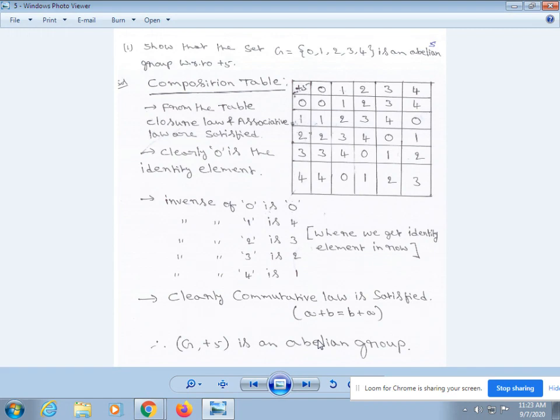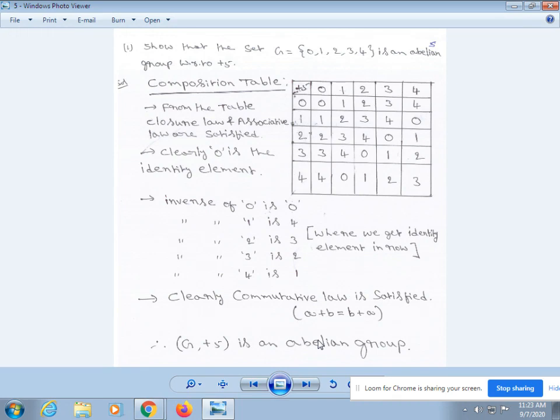Next, in the composition table, clearly 0 is the identity element. Next, we observe inverse. From the composition table, inverse of 0 is 0. In the same way, in the second row, inverse of 1 is 4, no: as read in the video, inverse of 1 is 0. Next, inverse of 2 is 3. Inverse of 3 is 2. Inverse of 4 is 1. Where we get the identity element in a row, that column element is the inverse of the given element.